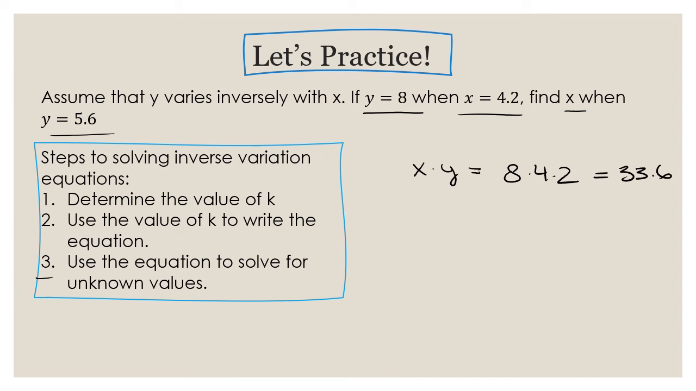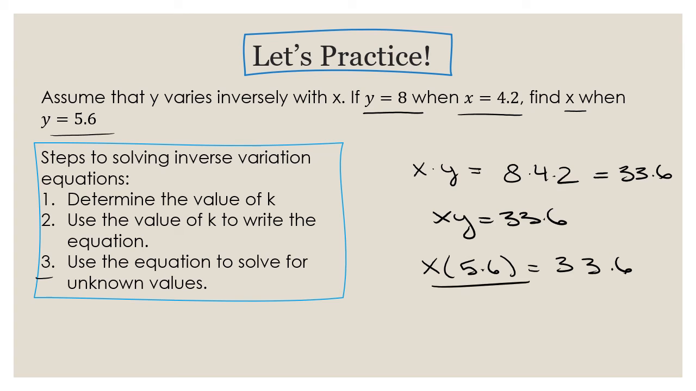So we know that's our value of k, and we can now write the equation. But this question asks us to go to step 3, which is to use the equation to solve for an unknown value. We're asked to find x when y equals 5.6. So we're going to say, what is x when y is 5.6? So we're going to do x times 5.6 equals 33.6. All we need to do is divide, and we get our answer: x equals 6. And that is it. That is our final answer.